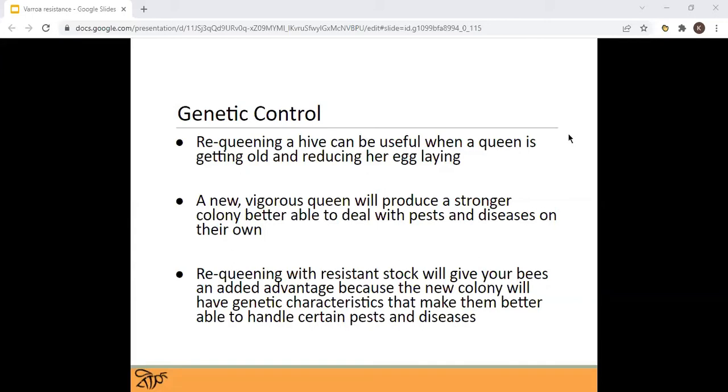But requeening with queens that have been specially bred to possess pest and disease resistant traits is going to give your bees an added advantage when handling pests and diseases. So instead of a beekeeper dealing with every single issue, using queens with specific genetics is going to arm your bees with a stronger defense of their own and increase their social immunity in the hive. It seems like a bit of a hands-off approach from the beekeeper's point of view, but making sure that your bees are able to deal with issues themselves is going to make it a lot stronger and more stable of a colony.